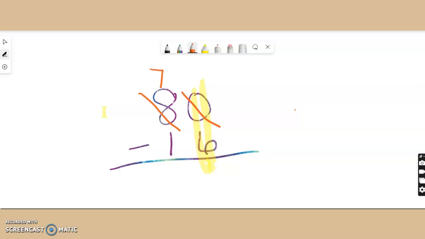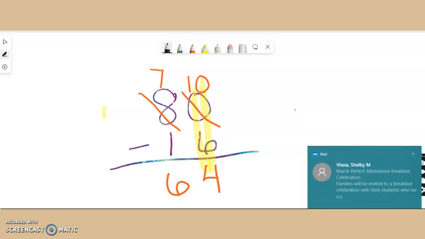The 7, I put the 1 next to the 0 and it becomes 10. 10 minus 6 is 4. 10 take away 6 is 4. 7 take away 1 is 6. Okay? Now, that's a little bit different than if you're working the problem. Write this down.